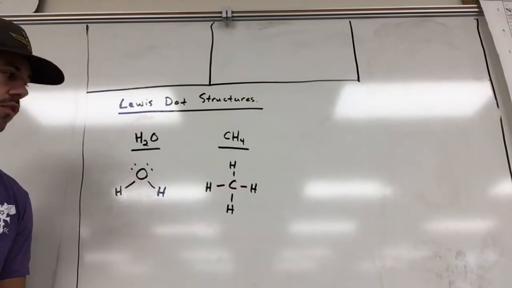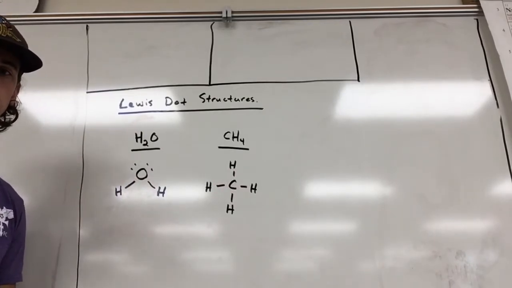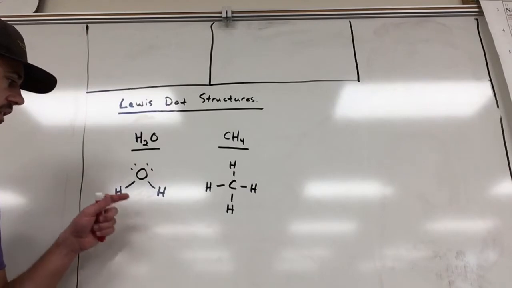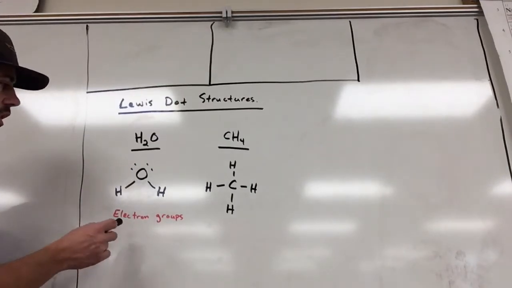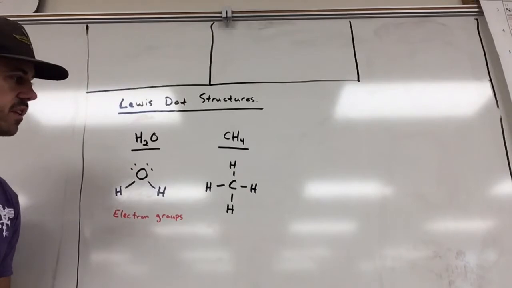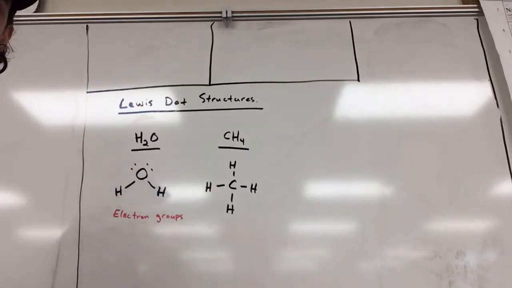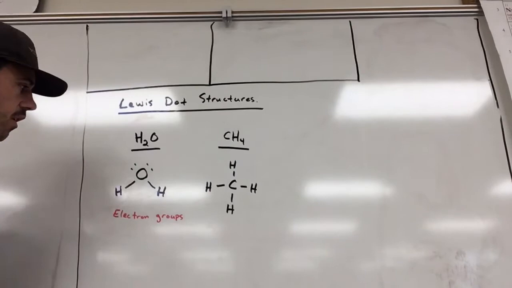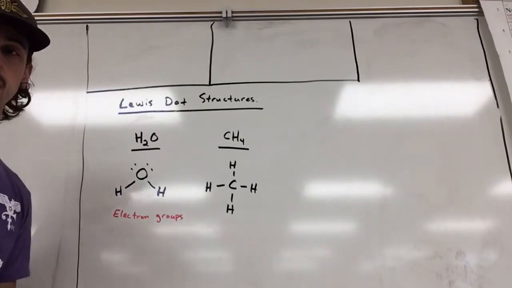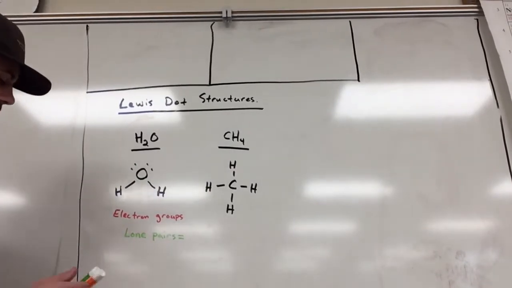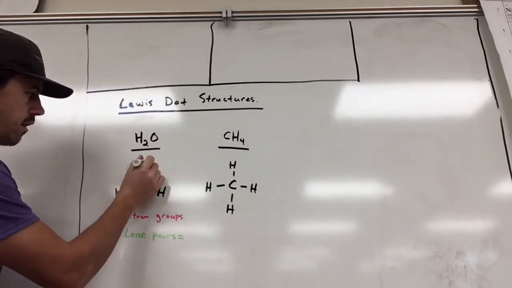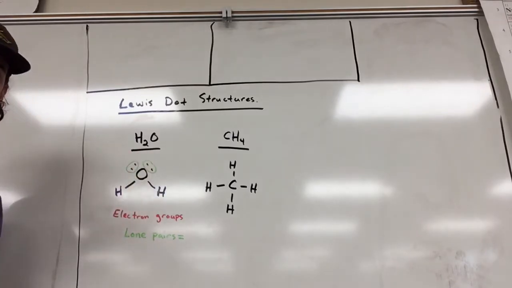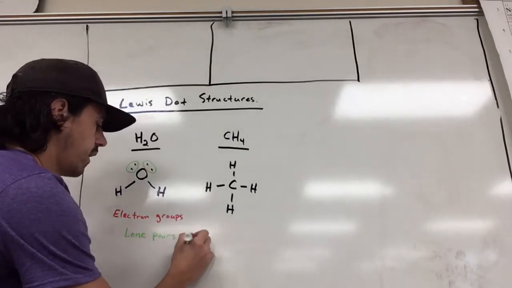So in addition to the types of bonds that we have in our molecular compounds, I want us to also start noticing the different electron groups. To figure out the electron groups, we're going to look at our central atom. In the case of H2O, we're looking at oxygen, and in the case of CH4, we're looking at carbon. The different electron groups that we can have are lone pairs as well as bonding groups. First looking at H2O, we have a lone pair here and a lone pair here, so we have a total of 2 lone pairs.